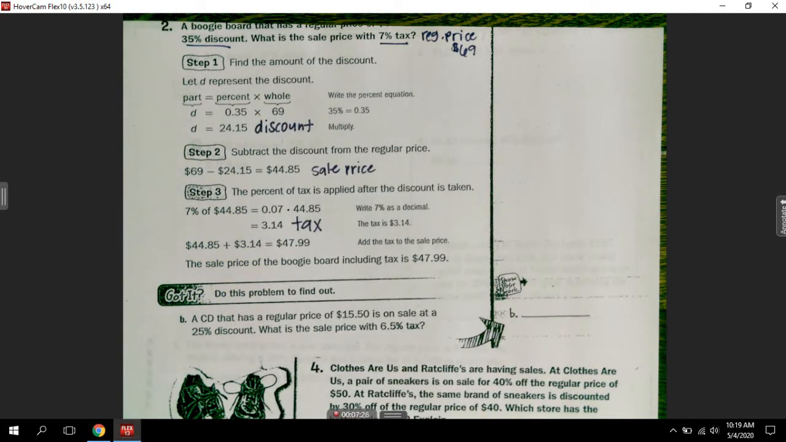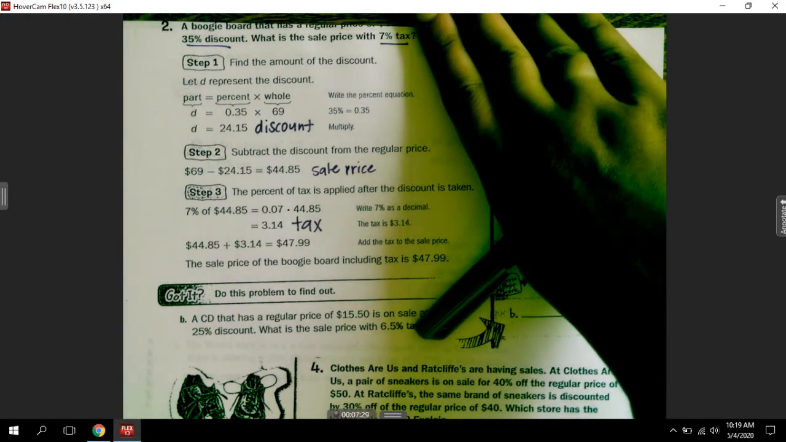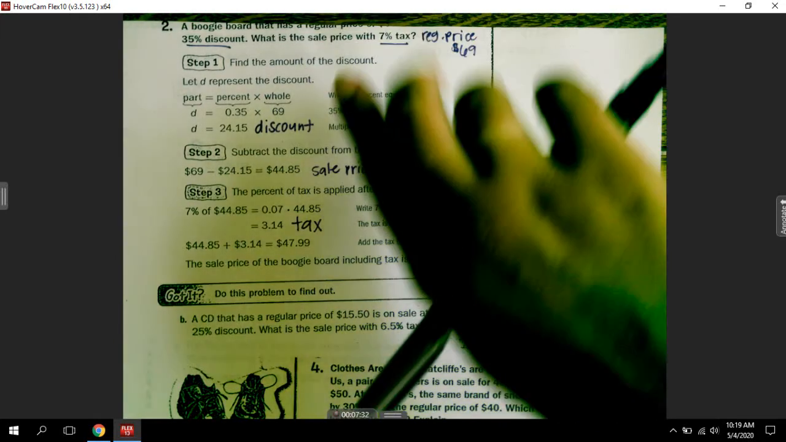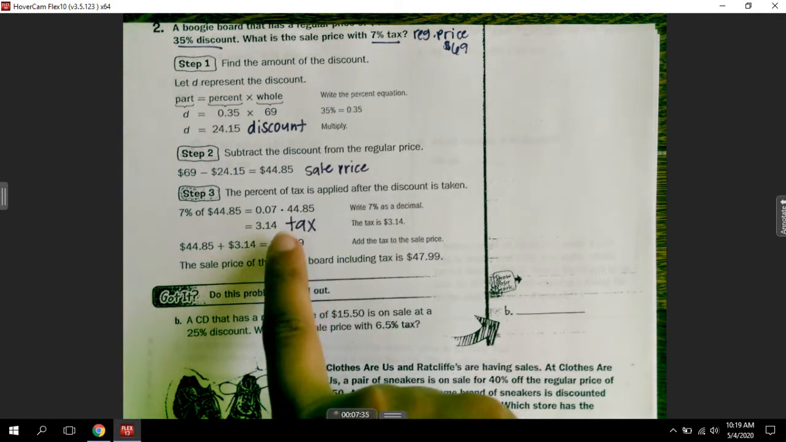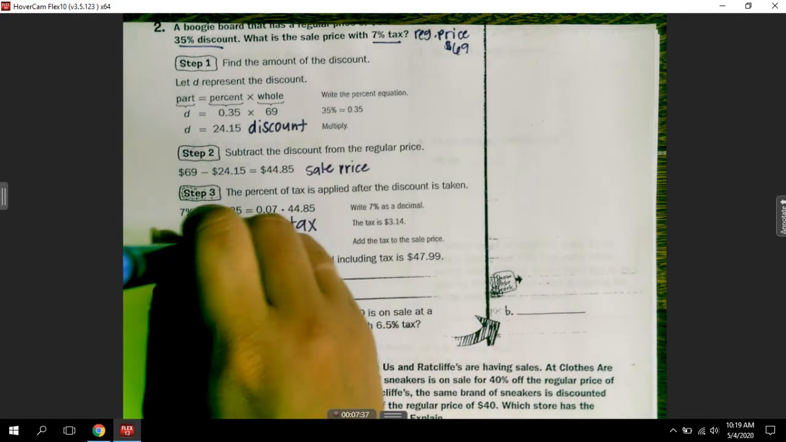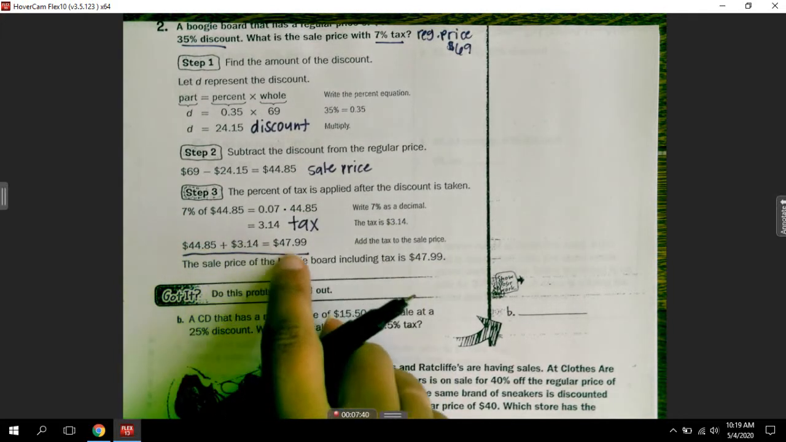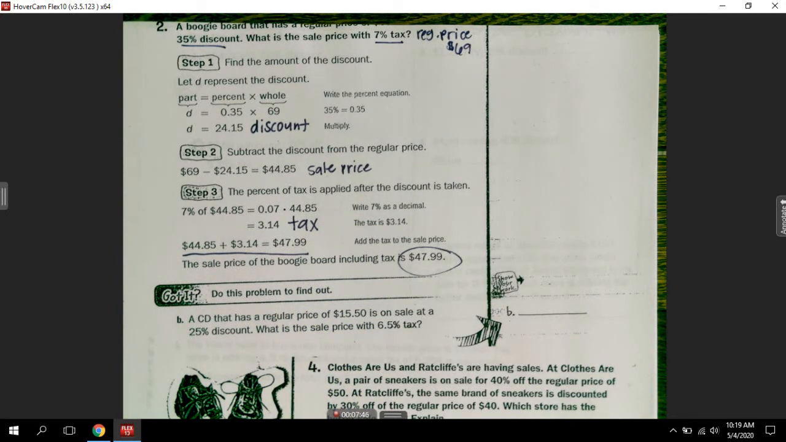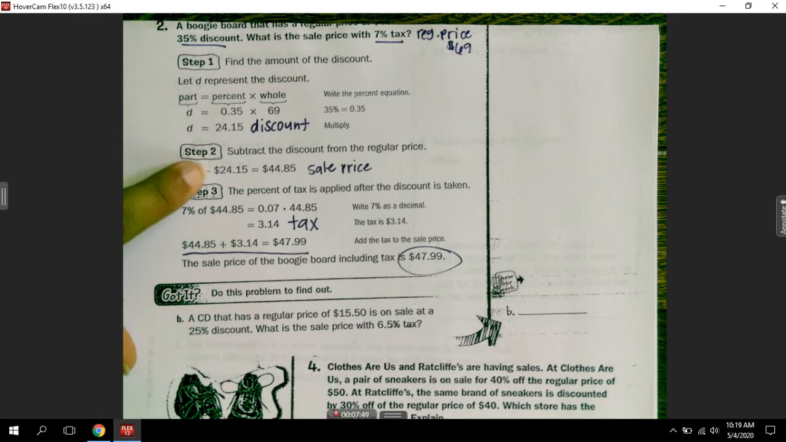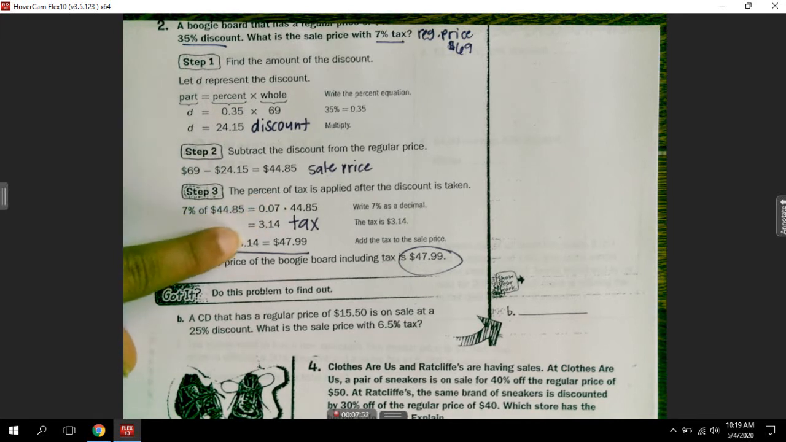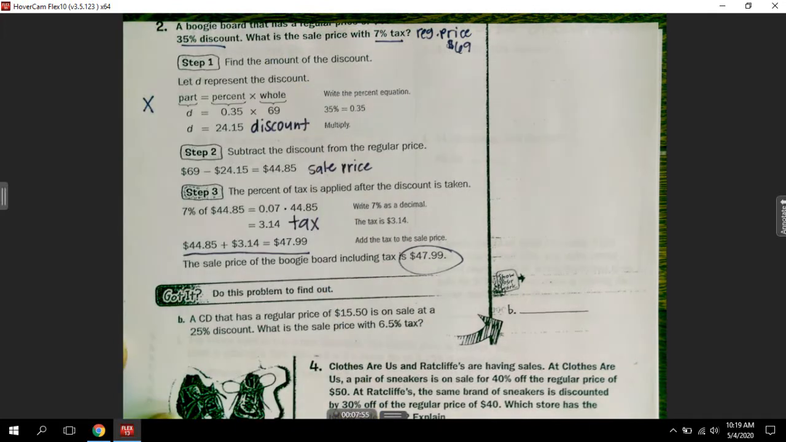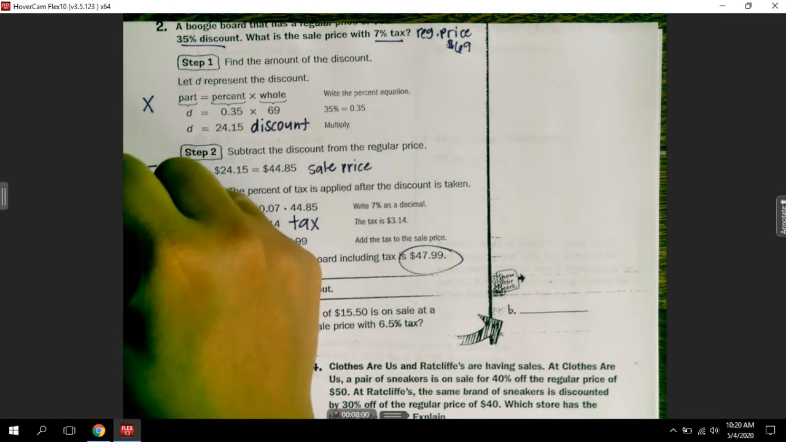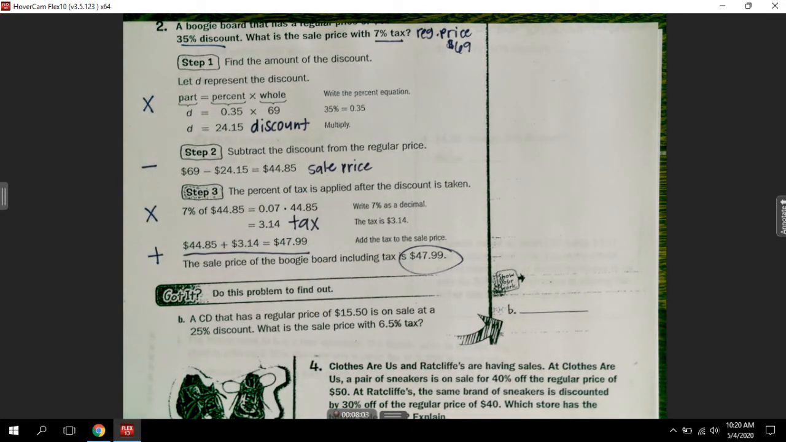Again, we don't need that 69 anymore, so you're forgetting that it's there. The sale price is $44.85 and your tax is $3.14. So now you're going to add the sale price and the tax. Your final price that you're paying is $47.99. So you're multiplying, subtracting, multiplying, adding. So really, it's a 4-step problem instead of a 3-step.